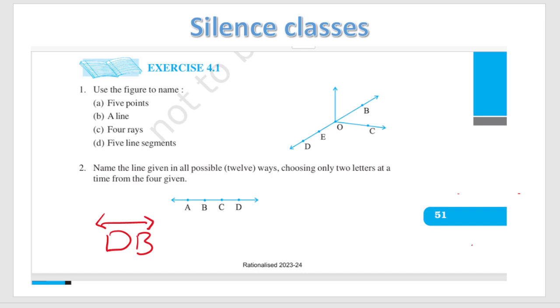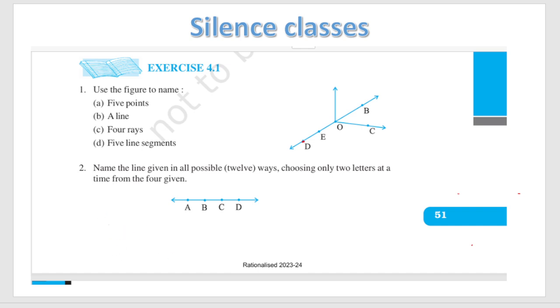All these are lines, and we can represent them by this sign, but we have to write down only one, because the question asks for a line. We have to find only one line, so we take the bigger one, that is D and B. I hope you understood.